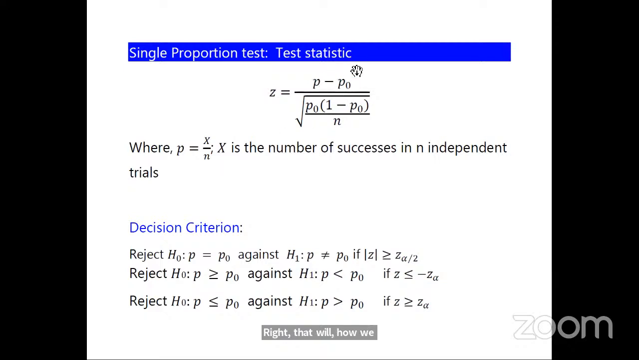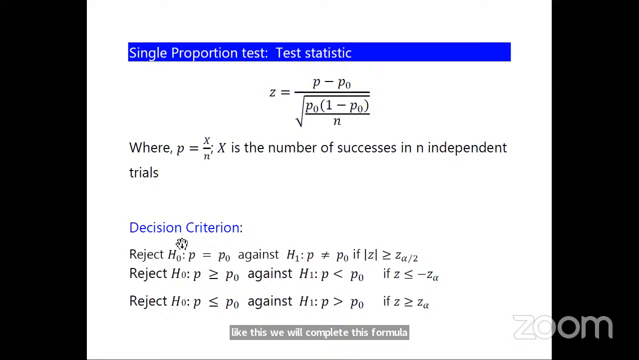Then P0 is his claim that 40% of employees are female, so it will be 0.4, right? Then 0.4 into 1 minus 0.4 divided by N, where N is the total number of employees in that company. Like this, we will compute this formula. Okay, we will take one example on that also.